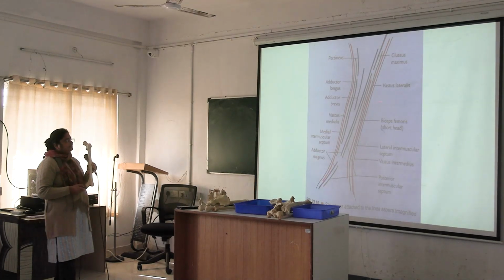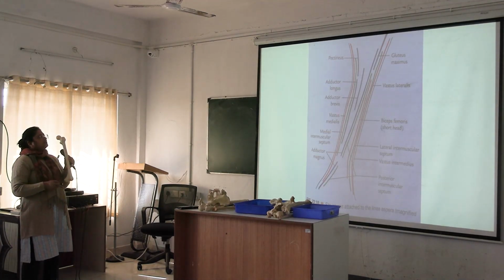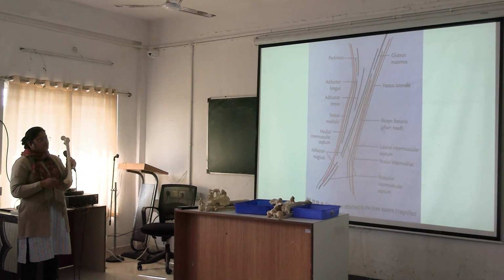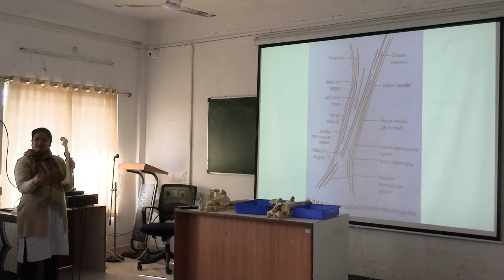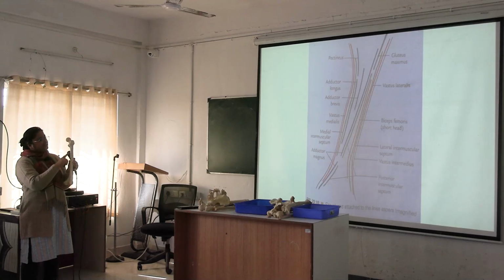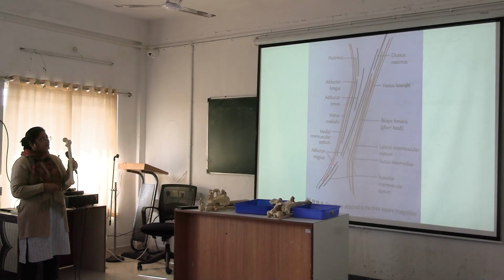See, this is the attachment of the linea aspera. We will discuss from medial to lateral. Medial most is the vastus medialis. See this red colored line extending. This is the attachment of vastus medialis.